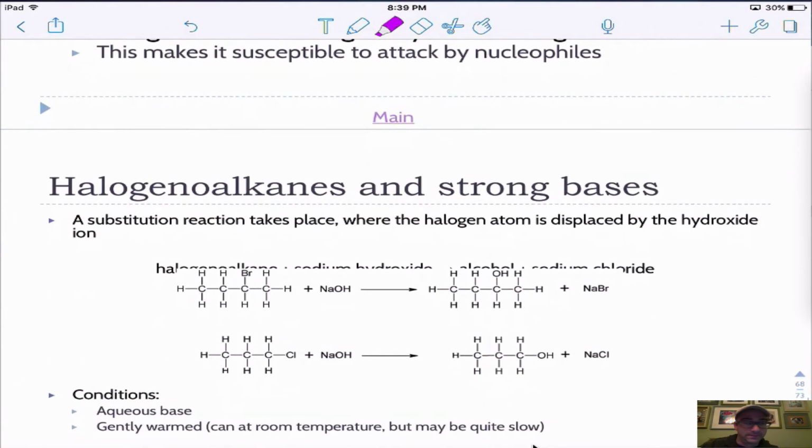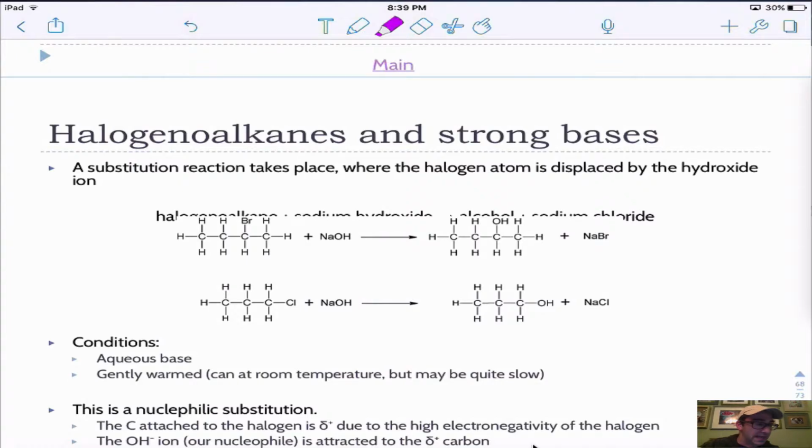So this is showing you the overall reaction of a halide and a strong base. So here is my halide, here is my OH minus. The OH minus will come in, it will attack and replace where that bromine was, and you'll produce an alcohol and a salt. And here we have our halide. The OH will come in, it will replace that, you'll have an alcohol and a salt.